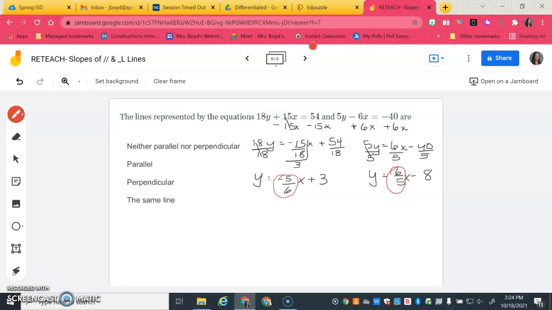So I can tell they are not the same. That's going to knock off the parallel and the same line. But I need to check and see if they are negative reciprocals of each other. So if I flip this one, I do get the 6 over 5. This one is negative, this one should be positive. So these are going to be perpendicular based on their slopes.